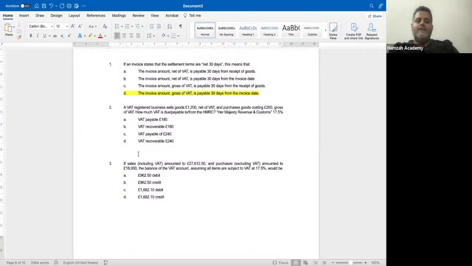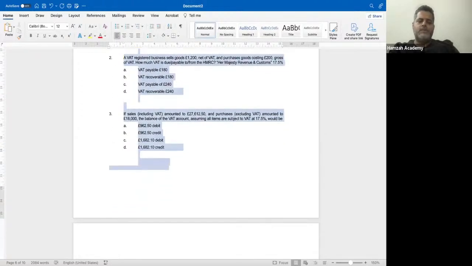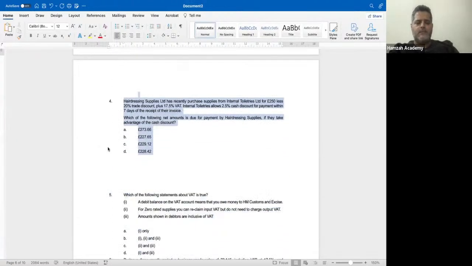Then the next question is: a VAT registered business sells goods 1200 net of VAT and purchases goods costing 200 gross of VAT. How much VAT is due or payable? Okay, let me just copy these questions. I'm thinking to copy these questions to the Excel. I've just created the notes bulk chunk over here, so you have the reference of the questions. For the sake of solving, I am taking you to the Excel because it's going to be much easier over there to create the T account and then to get along.